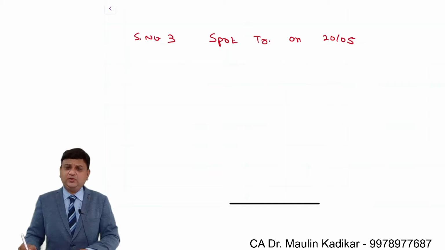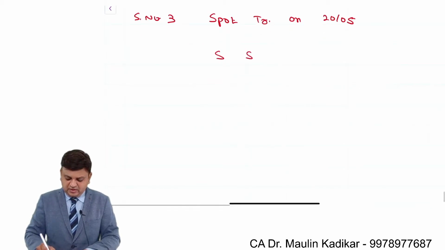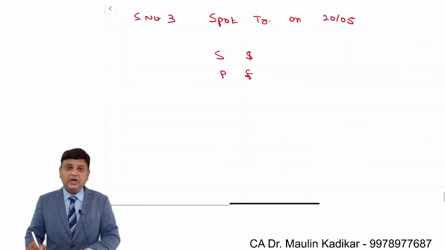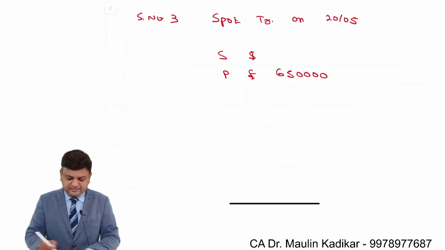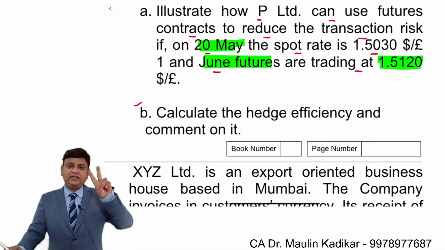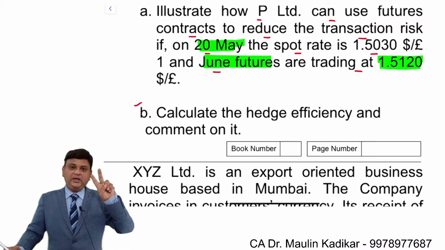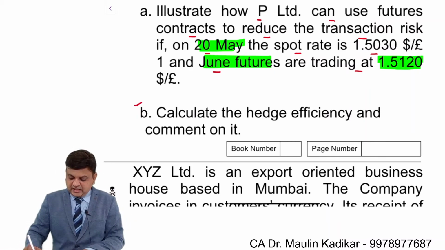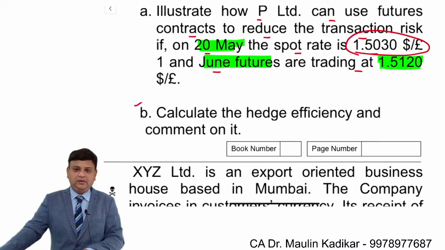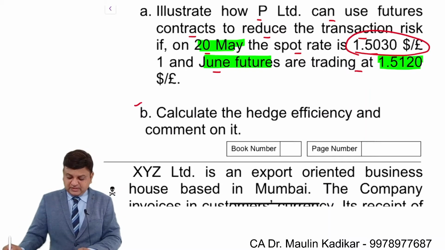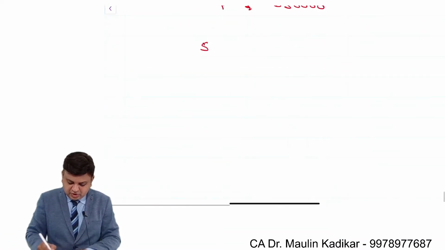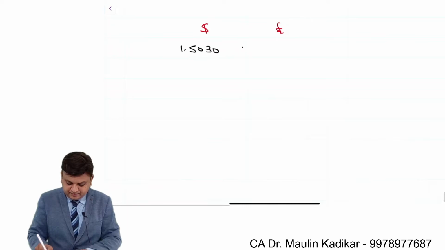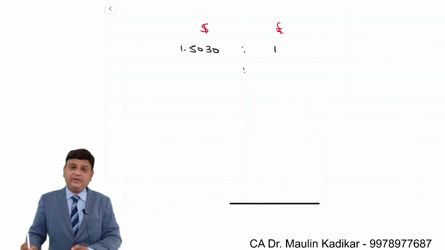What is the spot transaction? Do you know, friends? It is sell of dollar and purchase of pound. How much? 6,50,000. In a way, basically on 20th of May, you are entering into two transactions. One, you are going to purchase United Kingdom pound at the spot rate. So you are going to purchase pound at the rate of 1.5030. So it is dollar pound, 1.5030 dollar you are going to purchase for every 1 pound.